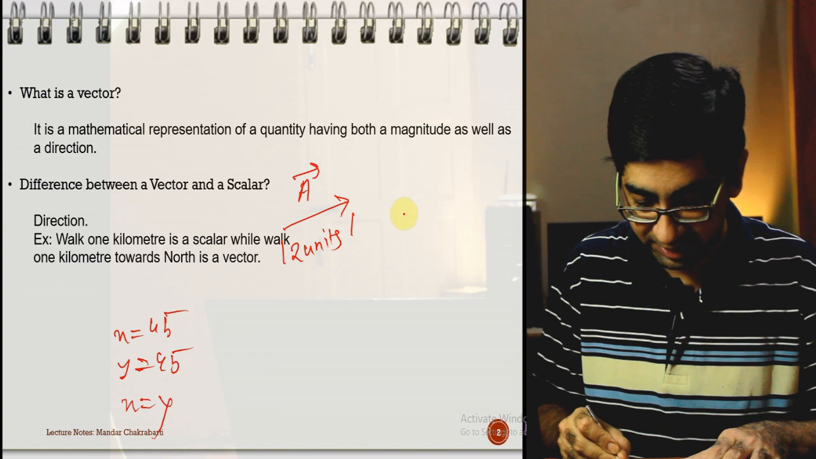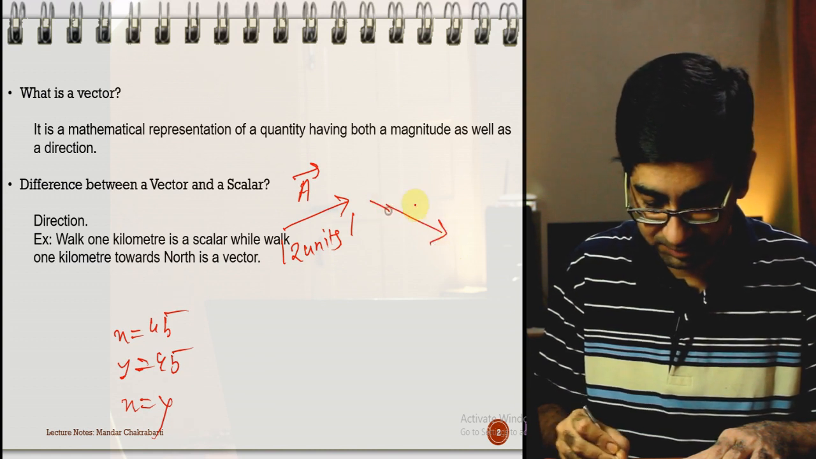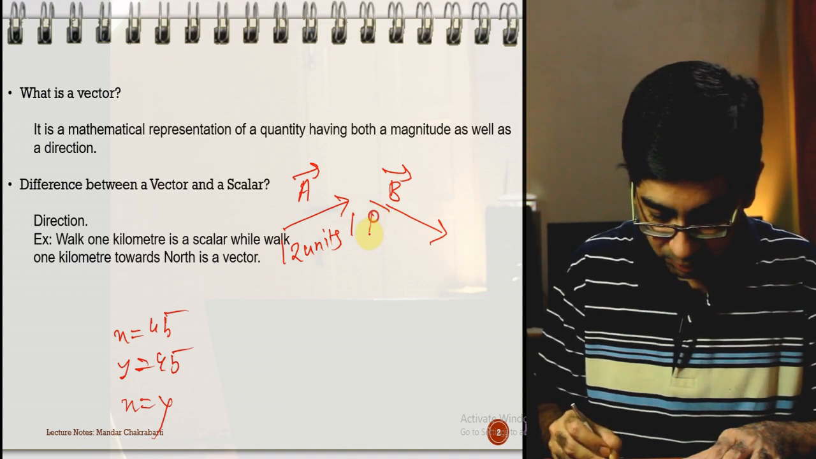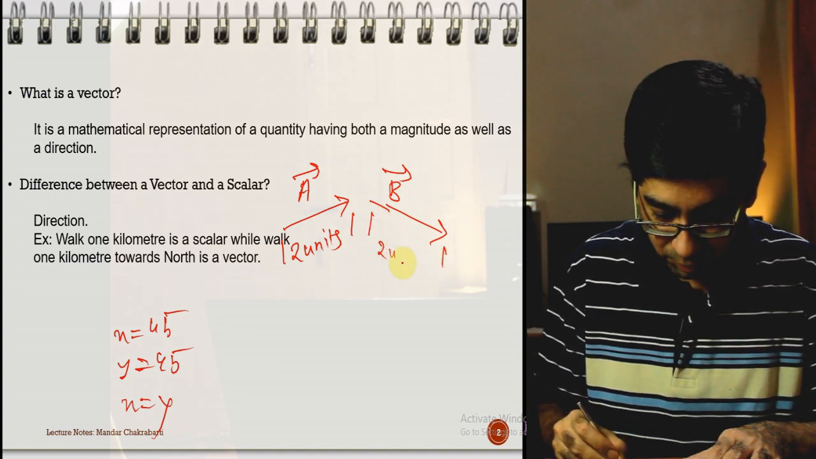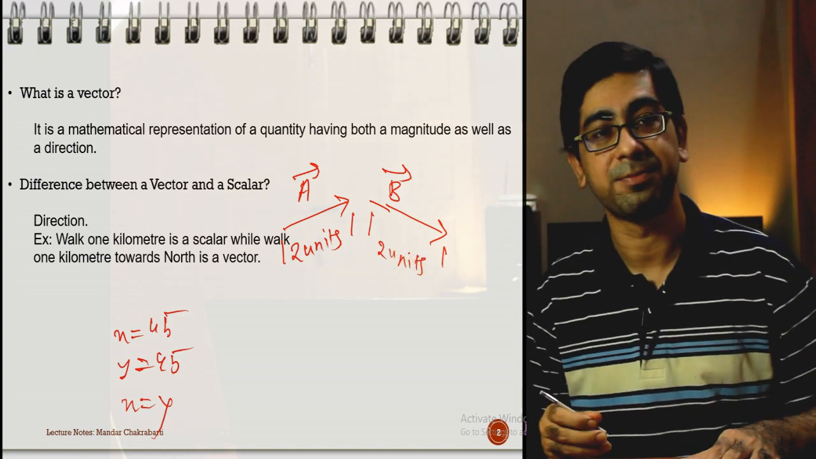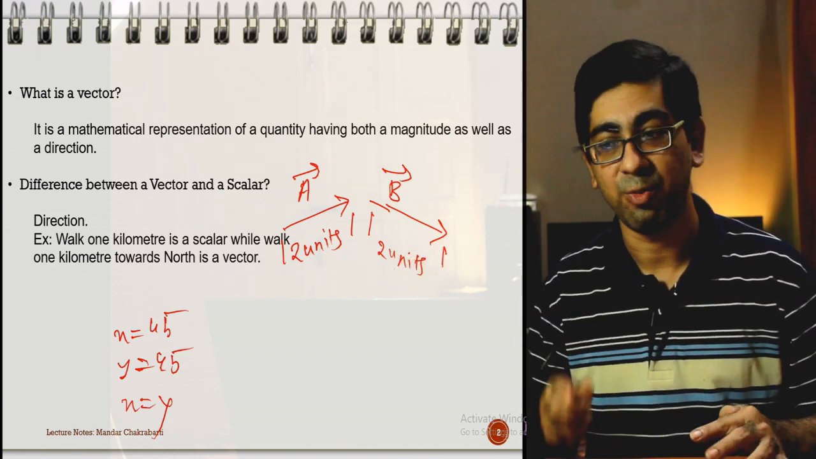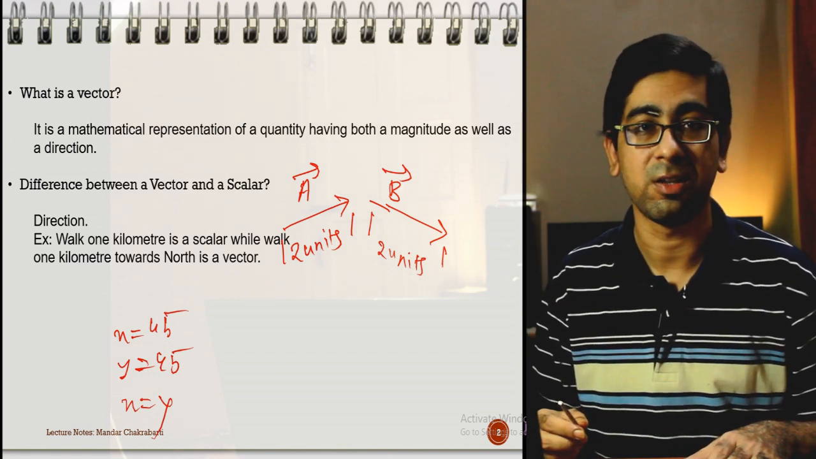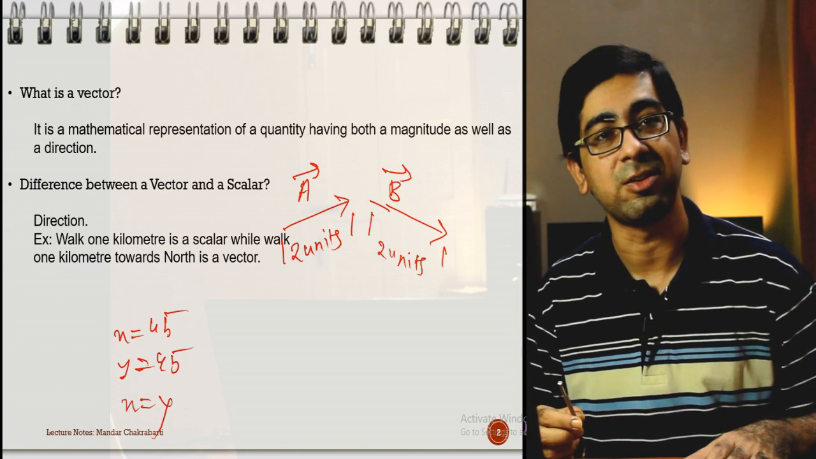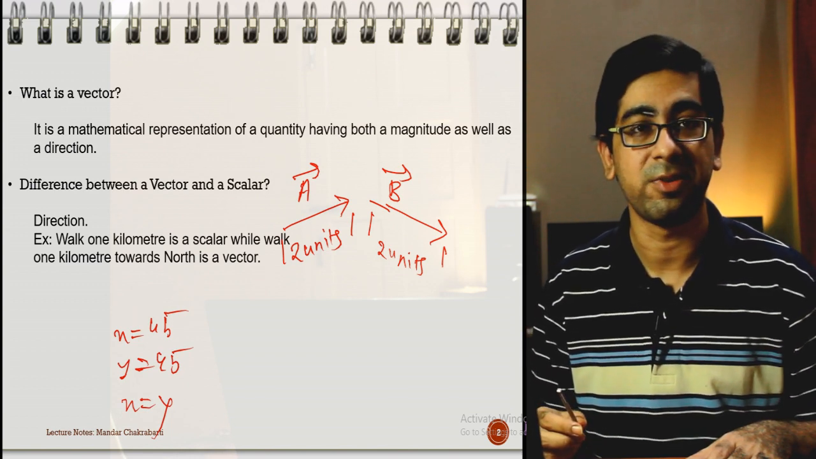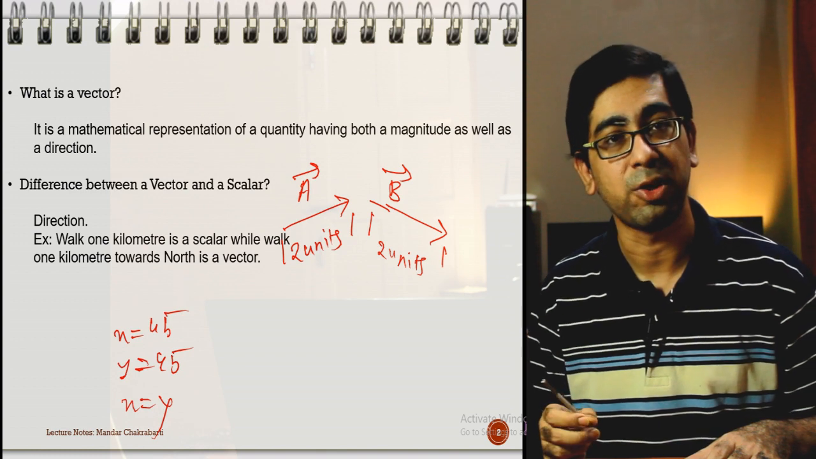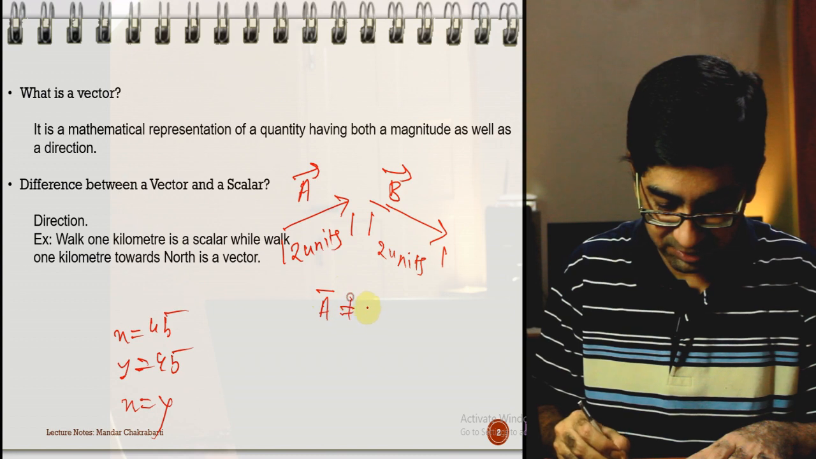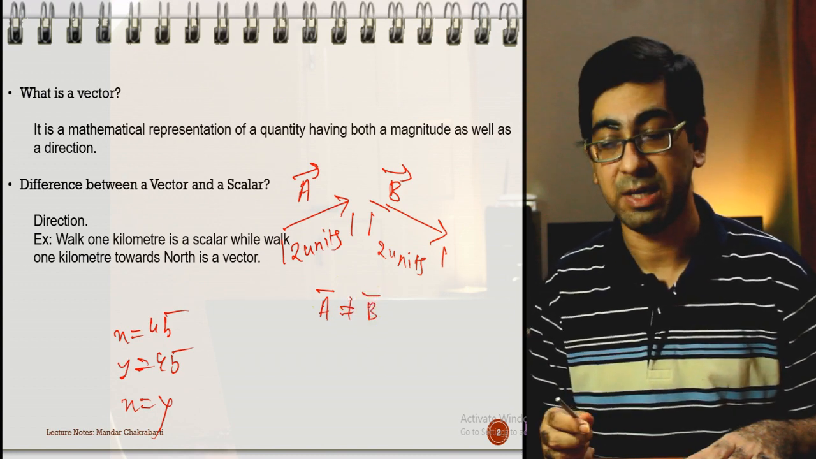And I give you another vector, say a vector like this. Say I name this vector as B. And this one also is 2 units. Now, can you tell me whether these two vectors are the same? Yeah, these two vectors are not the same because the directions that the two of them are pointing are quite different from each other. Since the two vectors are pointing in different directions, therefore, I can say vector A is not equal to vector B.